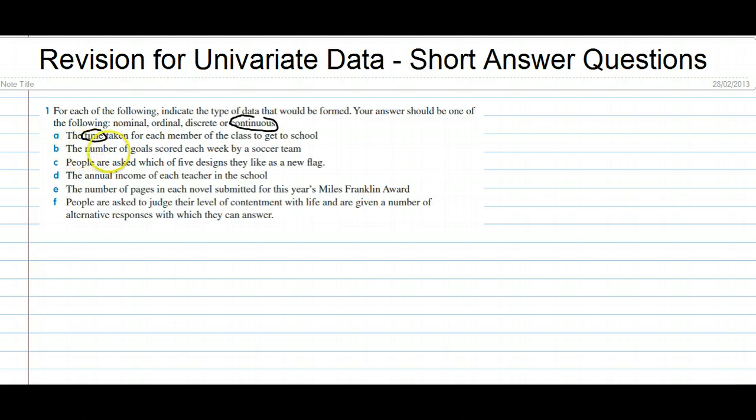For part B, the number of goals scored each week by a soccer team. So in soccer matches you can only get scores like 1 goal, 2, or 3 goals, 4. Values like that. You can't get 3.5 goals in a soccer match. Can't happen. That means it's discrete data because you can only get certain values for the scores. You can't get any old value like you can with continuous data. So this one is discrete.